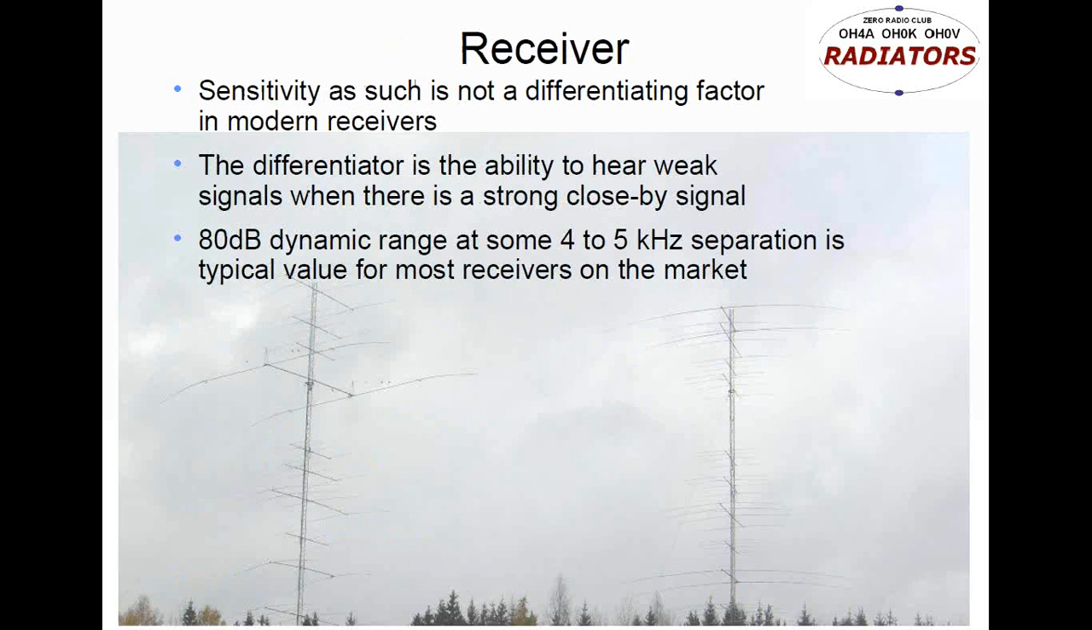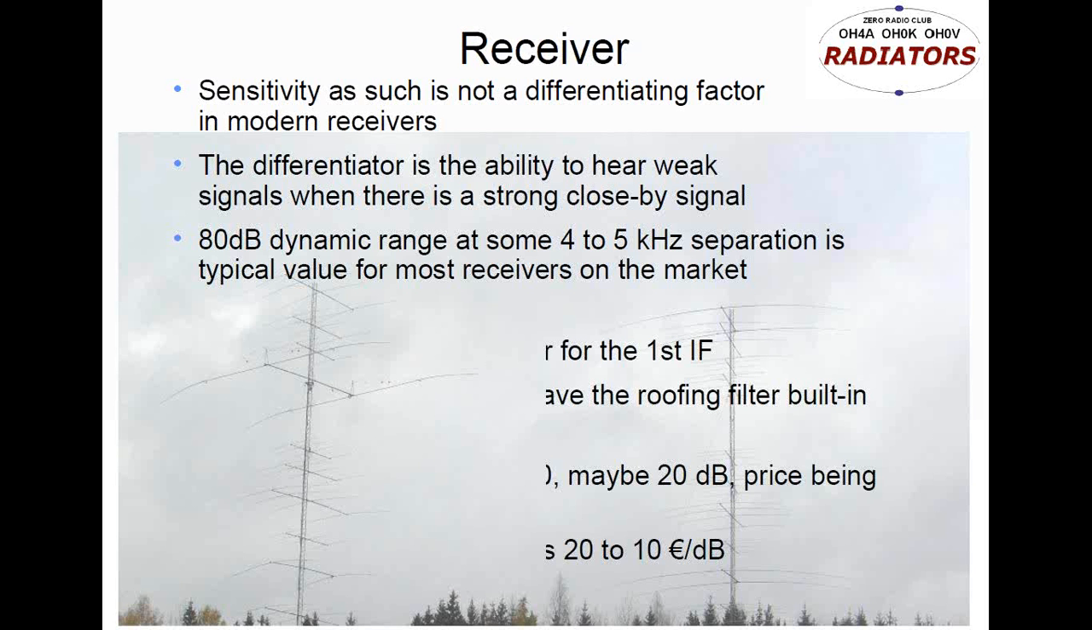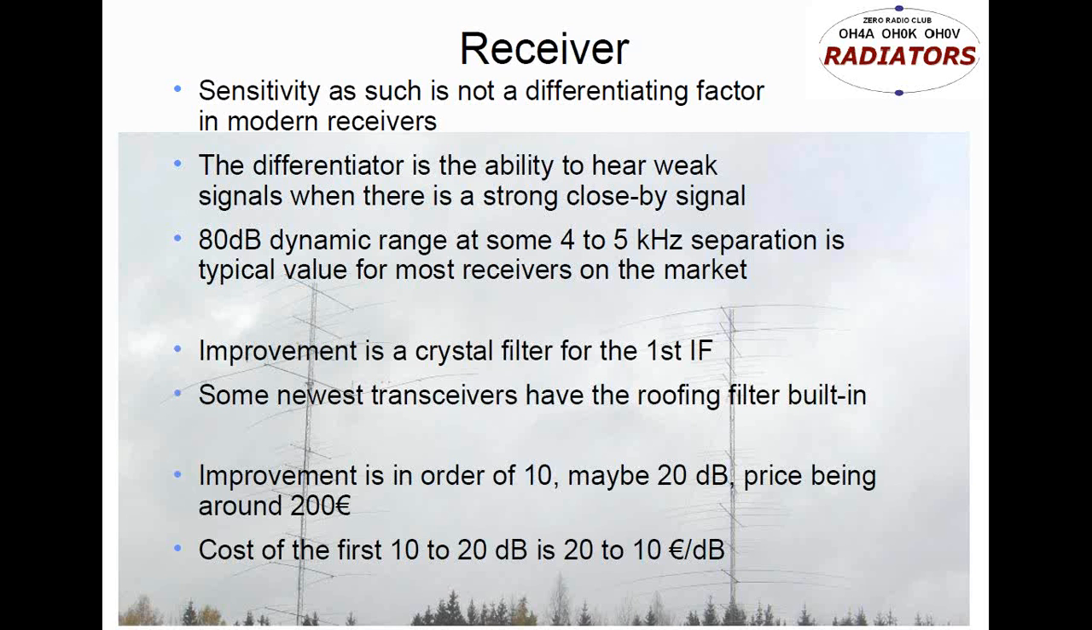Then going to the receiver. Like some decades ago, sensitivity has been one important measure for the receivers, but it's no longer a problem for us. So the differentiator between the receivers, whether they are good or bad or adequate for us, is the ability to receive a weak signal that is next to a very large signal. About 80 decibels dynamic range is typical for today's market. And if you want to improve any of that, you are going to need some crystal filters, and especially in the first IF, which is called the roofing filter.